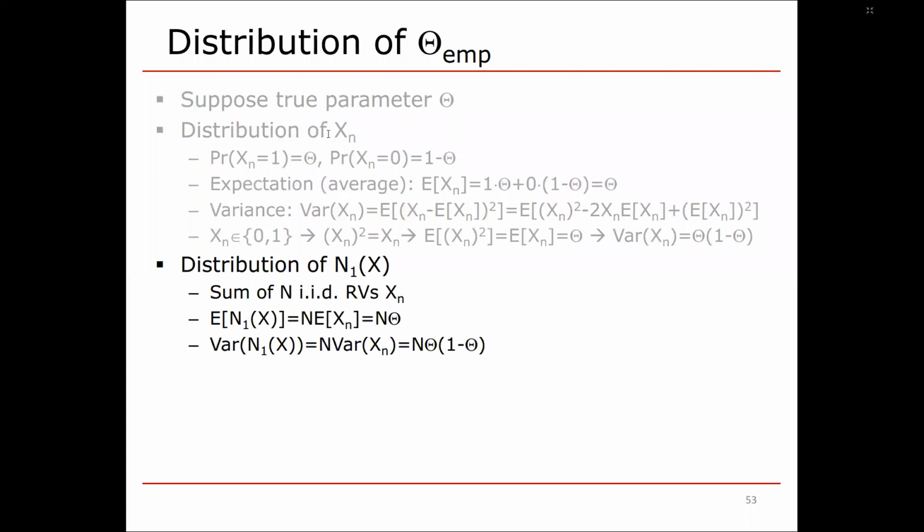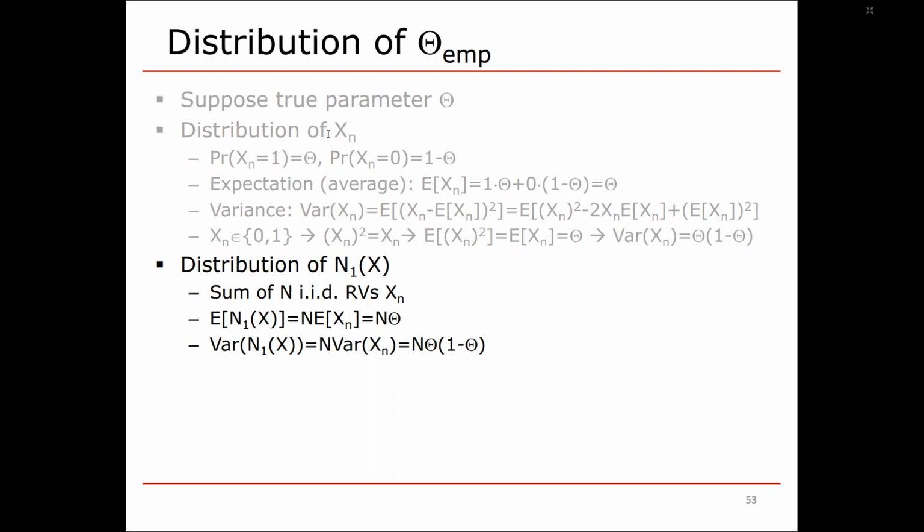Let's continue our discussion. That was the distribution of xn, now the distribution of n1 of x, the number of ones in x. Recall, we're headed to the distribution of the empirical parameter. We're not there yet. So the distribution of n1 of x, recall that n1 of x is x1 plus x2 plus x3 up to x capital N. So it's the sum of capital N IID Bernoulli random variables.